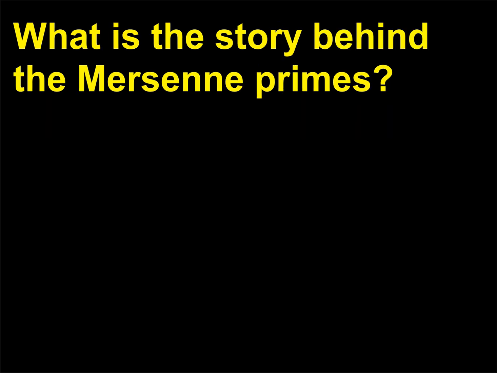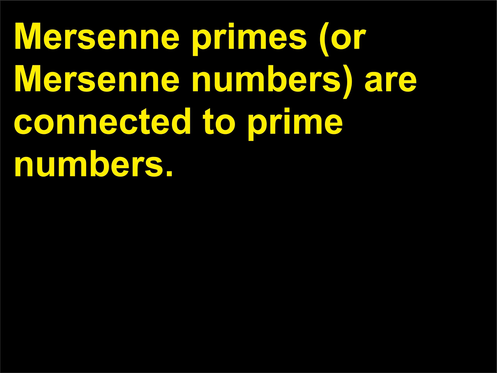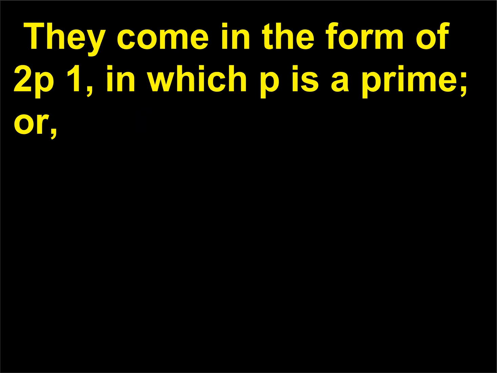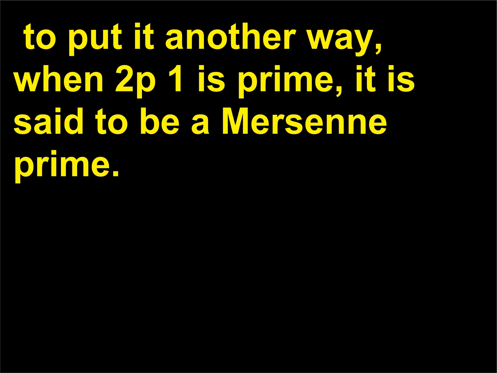What is the story behind the Mersenne primes? Mersenne primes, or Mersenne numbers, are connected to prime numbers. They come in the form of 2^p - 1, in which p is a prime, or, to put it another way, when 2^p - 1 is prime, it is said to be a Mersenne prime.